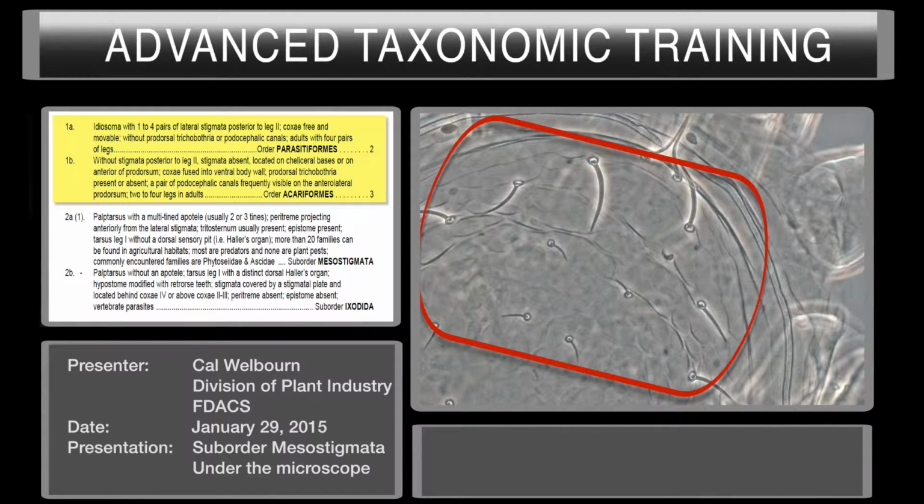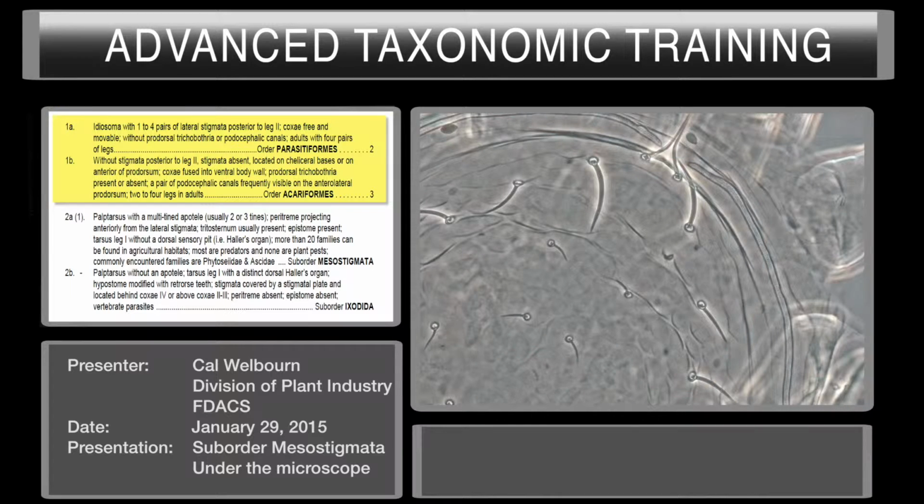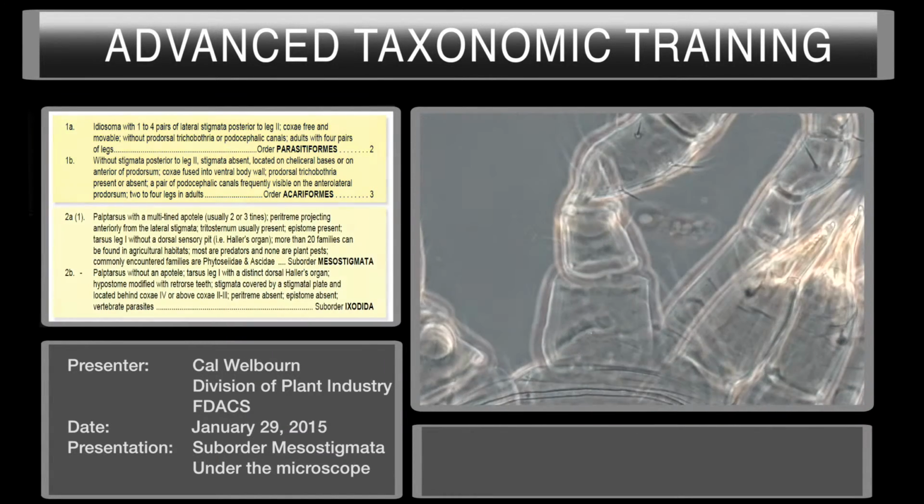And we have multiple setae on the prodorsum. And if you look carefully at each one of them, you see all of them look basically the same as far as the setal base. So it has a lateral stigmata. It doesn't have trichobothria. You can't see a podocephalic canal. And the coxae are free and movable. So this is a Parasitiformes. Go to couplet 2.